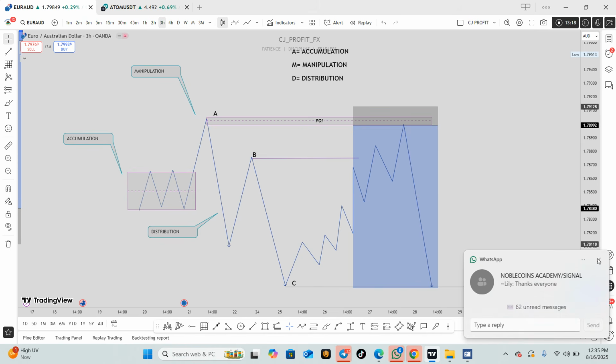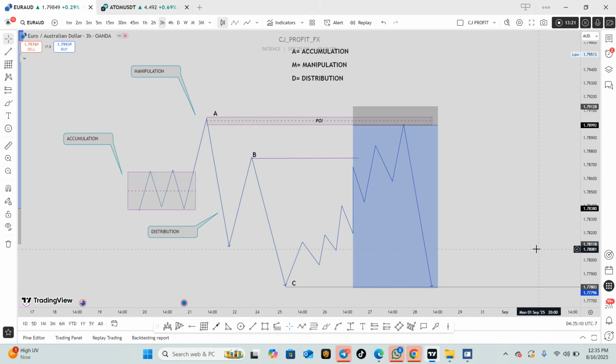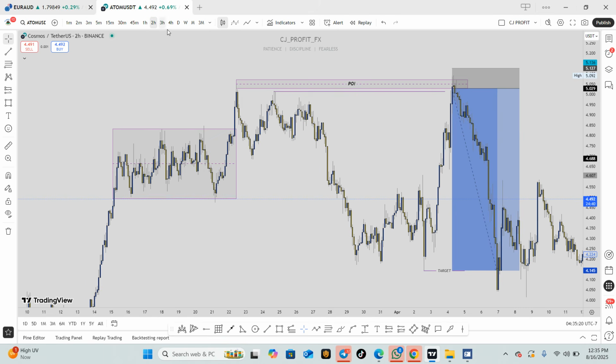Okay, let me go to the main chart to study this. I had a setup that gave me a massive profit using this AMD strategy. Okay guys, follow me. Let's go.